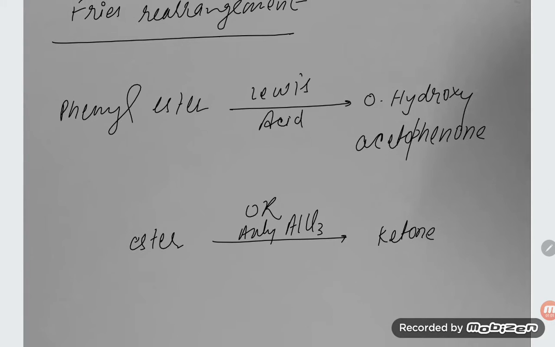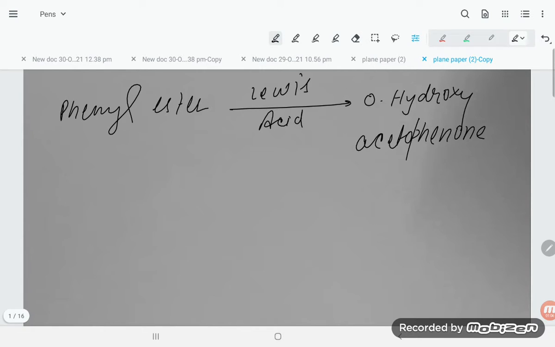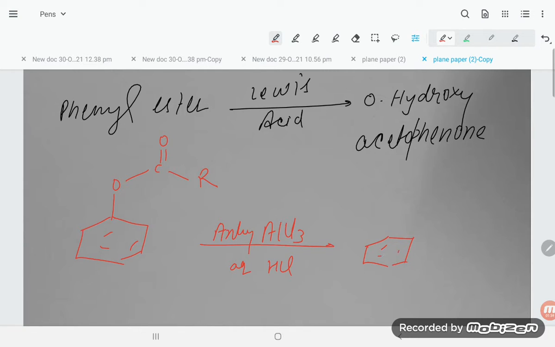Now, dear friend, let us try to write down the phenyl ester. So when you talk about phenyl ester, this is the phenyl group, and here is the O and COOR. This is the phenyl ester. If you are treating with anhydrous AlCl3 and a small amount of aqueous HCl, what is it going to give? Here it is going to be OH, and here is COOR.